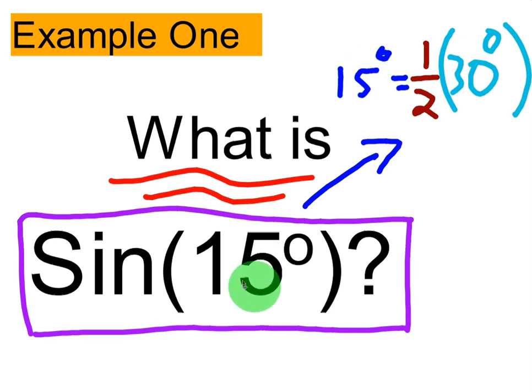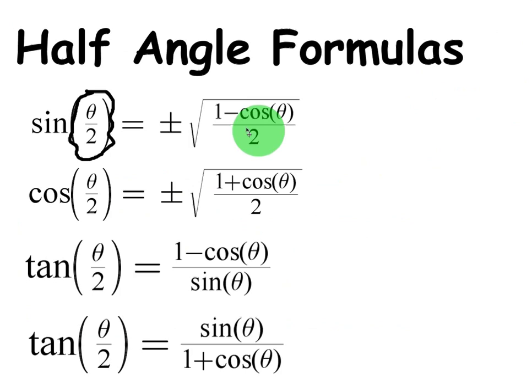This will work for any multiple of 15. 15, 75, 105, any of those angles will work. Heck, it would even actually work for angles we already know. So again, here is the review of the half angles. Since we're talking about sine, we're going to be using this top formula, plus or minus square root of 1 minus cosine theta over 2.